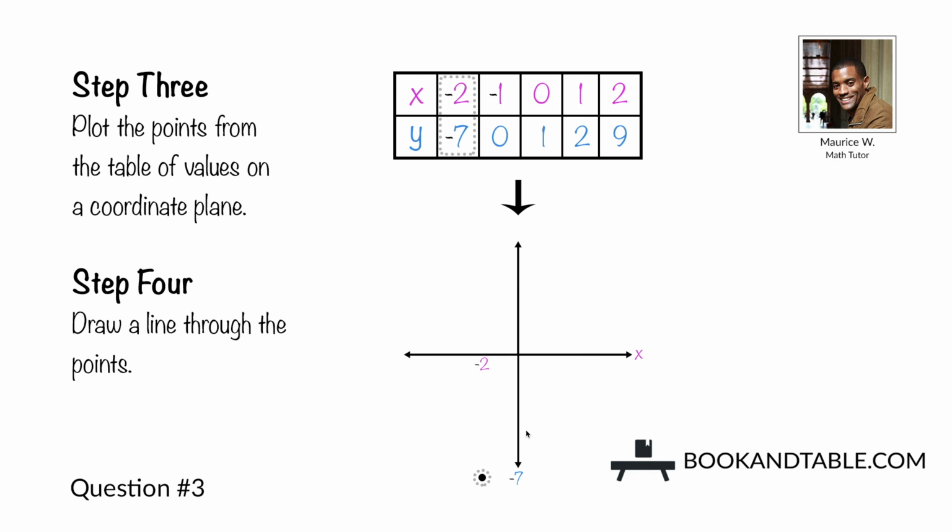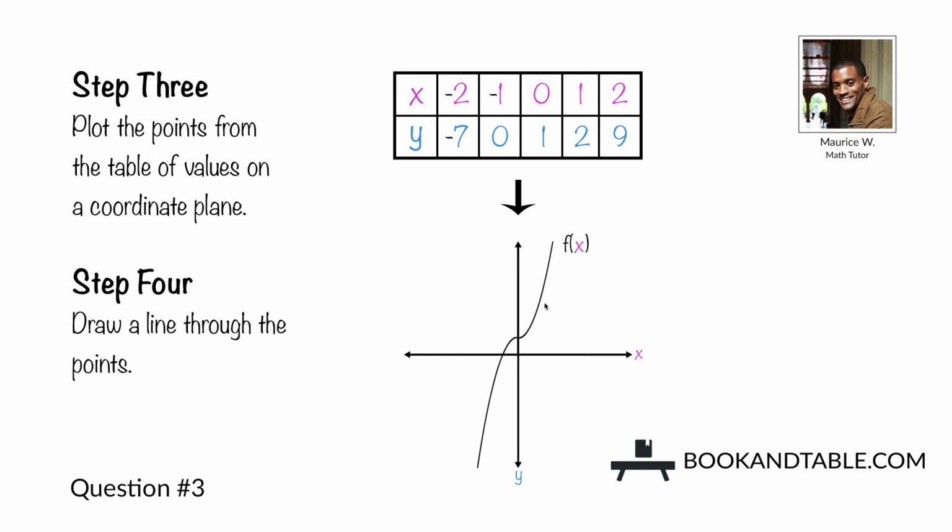Our first point is (-2, -7). Our second point is (-1, 0). Our third point is (0, 1). Our fourth point is (1, 2). And our fifth point is (2, 9). And we can now draw a line through those points to get a sketch of f(x).